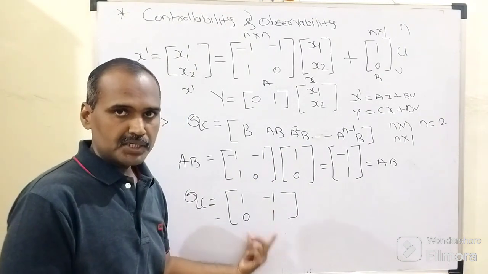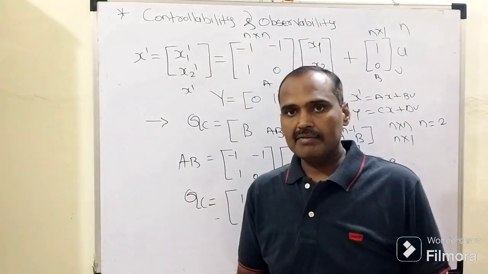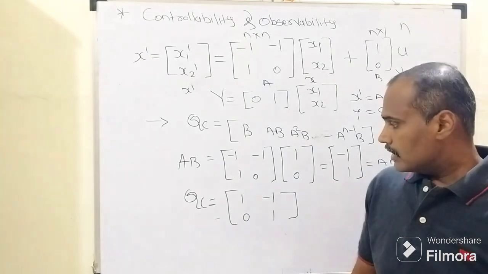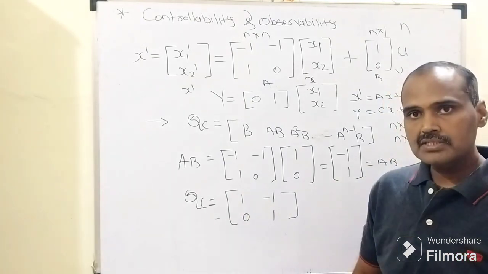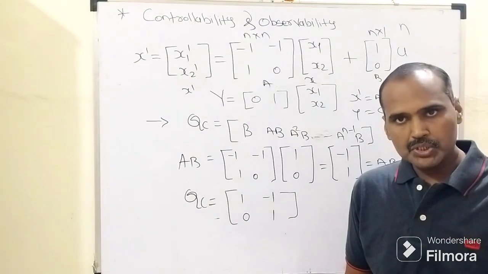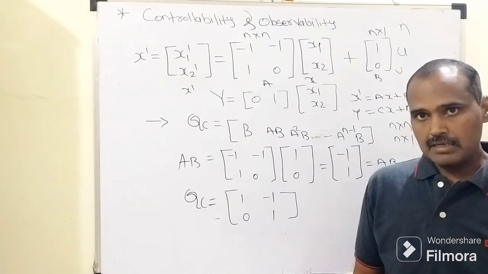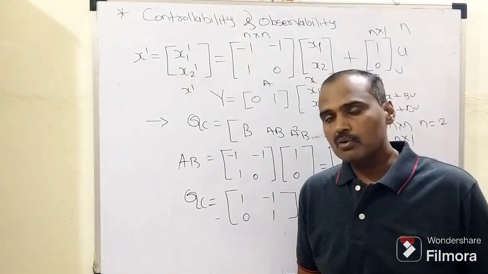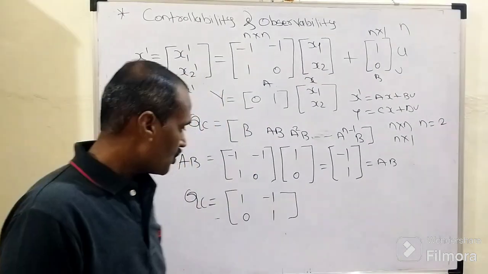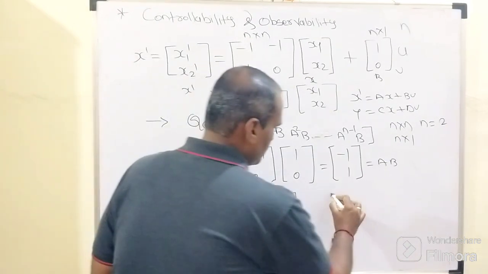Then after that, according to Kalman's rule, we have one certain condition. That condition tells us that if the modulus of this controllability matrix is not equal to 0, at that time that system can be called a controllable system. Otherwise that system can be called a non-controllable system, meaning we are in need of the modulus of this controllability matrix.